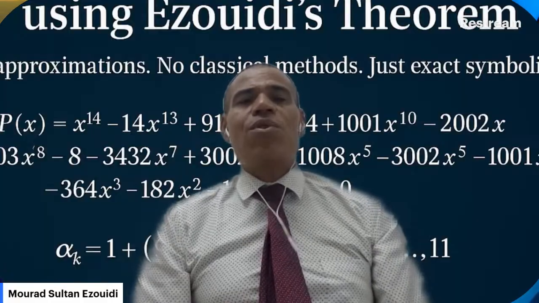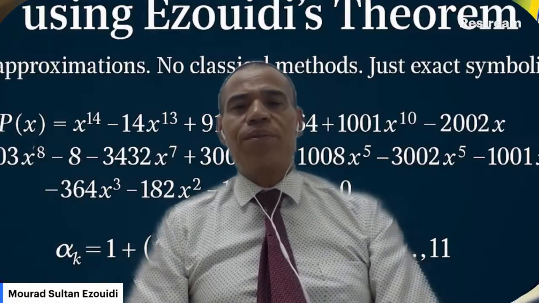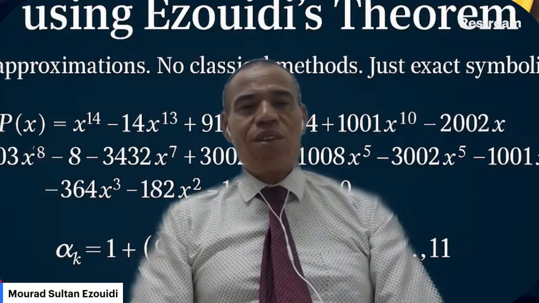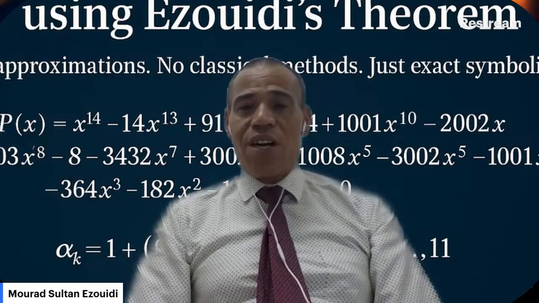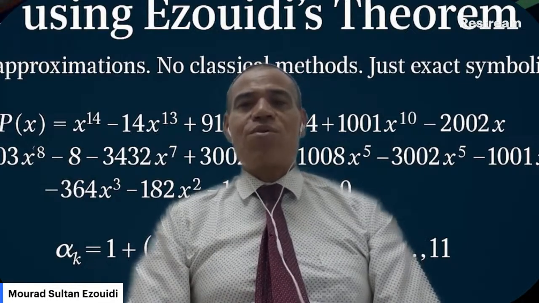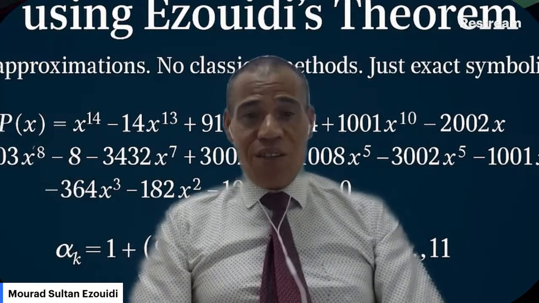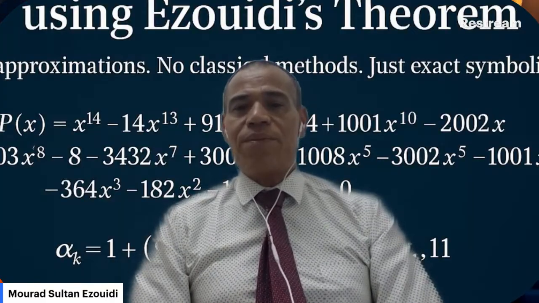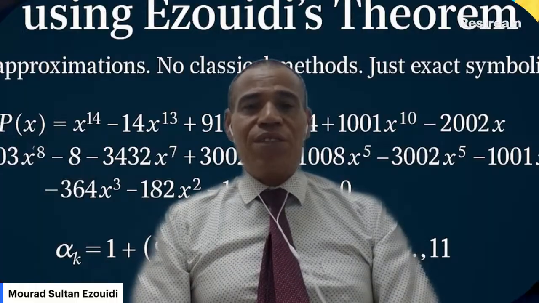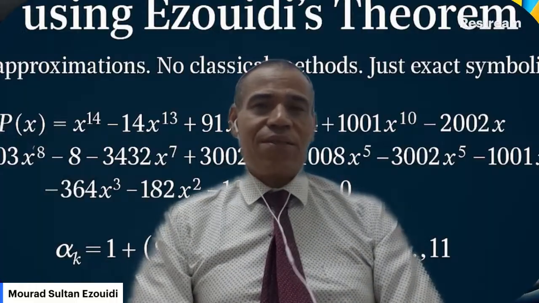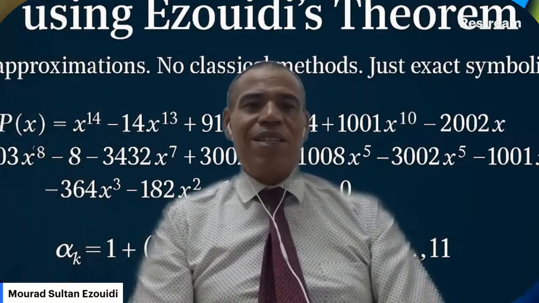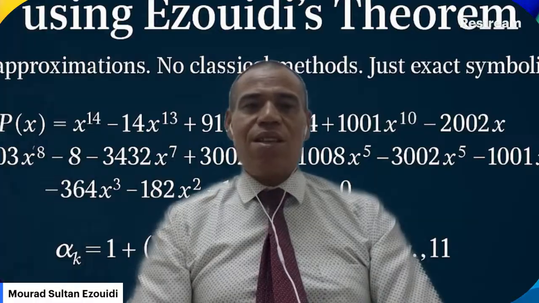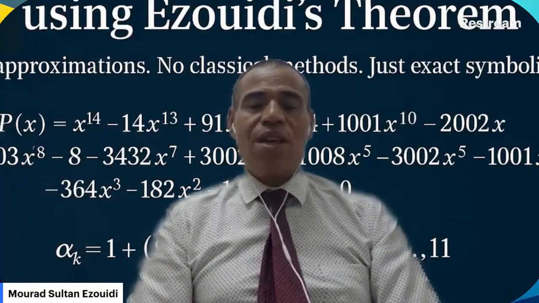So this is the exact symbolic rule for the polynomial. The roots are in fact expressed in terms of complex exponentials, which is a direct outcome of the recursive steps we have below. As you can see, Ezouidi theorem does not rely on numerical approximation. The roots we have derived are in fact exact, not subject to the error-prone calculations that come with numerical methods.